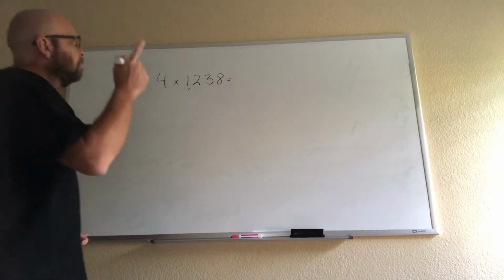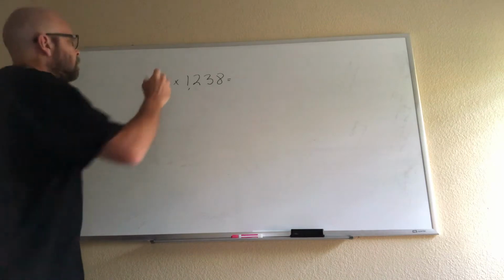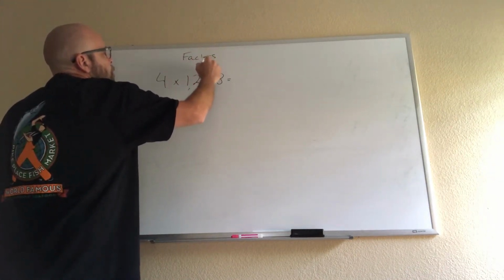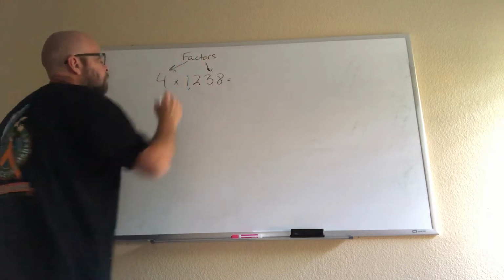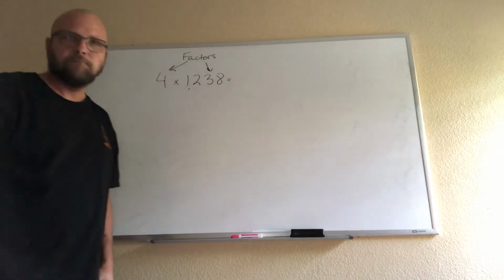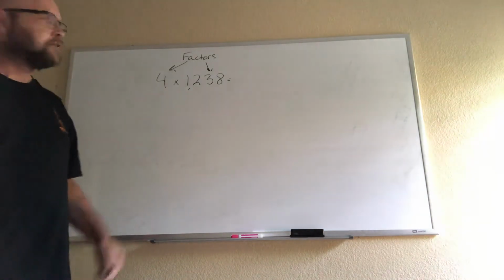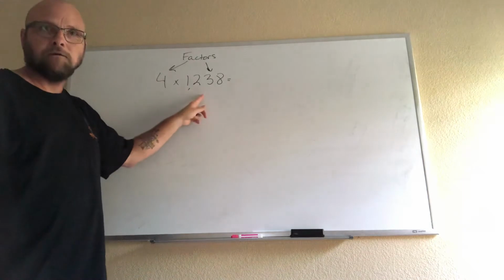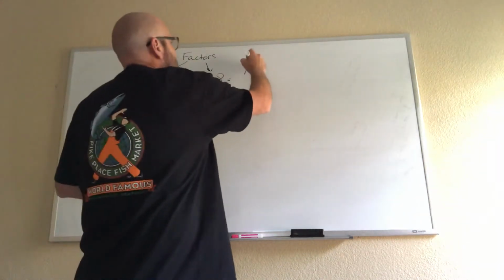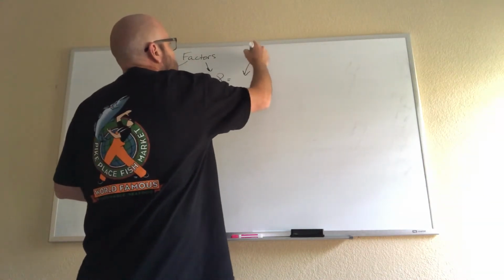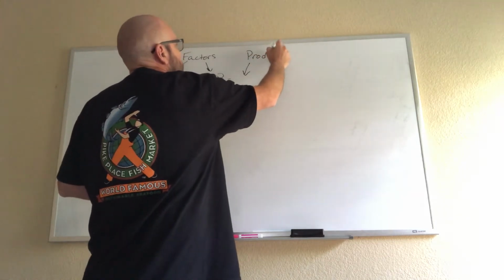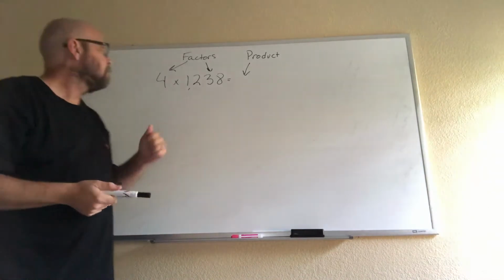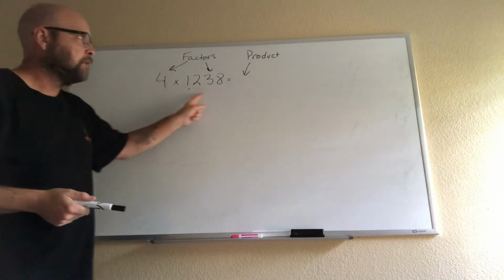Okay. First off, you need to know what factors are. Factors are the numbers that are being multiplied together. So these are our two factors, the numbers that are being multiplied together. The answer is called the product. So when I use those vocabulary terms, you need to know what they mean. Factors, and the answer is a product.